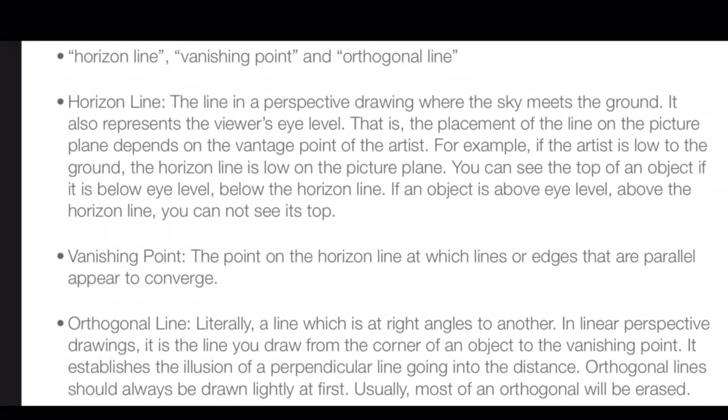And lastly, orthogonal line. Literally, it means at right angles to another. In linear perspective drawings, it is a line from the corner of an object to the vanishing point. So all of those angled or diagonal lines, typically pointing towards the vanishing point, those are called orthogonal lines. These terms can seem a little complicated, so I'll show you some picture examples to make it simple.